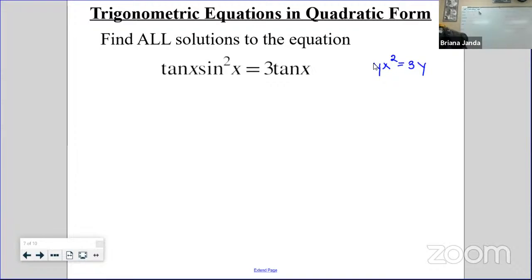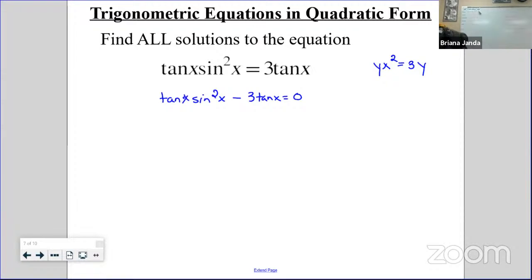So my first move right now, follow along with my solving here, is I'm going to subtract 3 tangent x. These are not like terms, right? Because this has an x squared attached to it. I am just moving everything to be on the left-hand side of my equation by subtracting 3 tangent x. So I have tangent x sine squared x minus 3 tangent x.